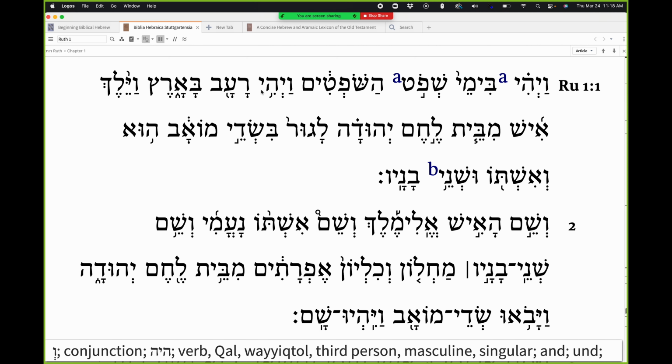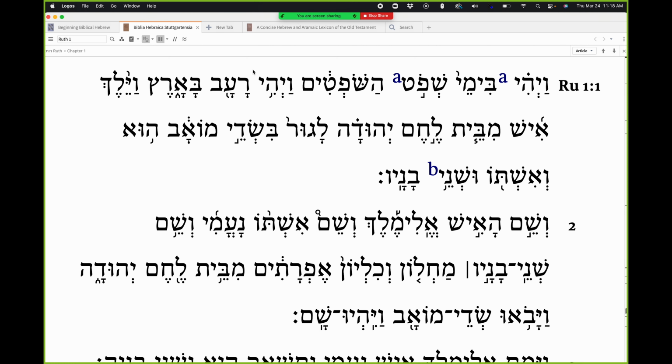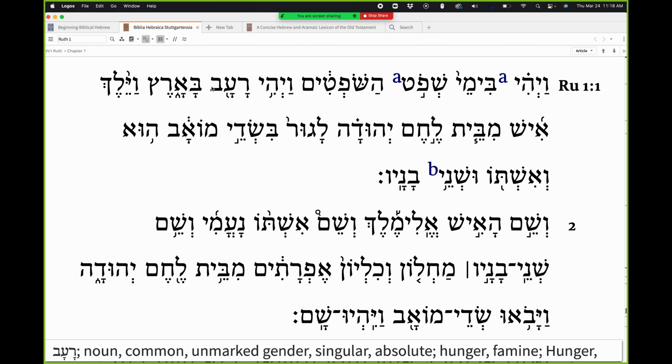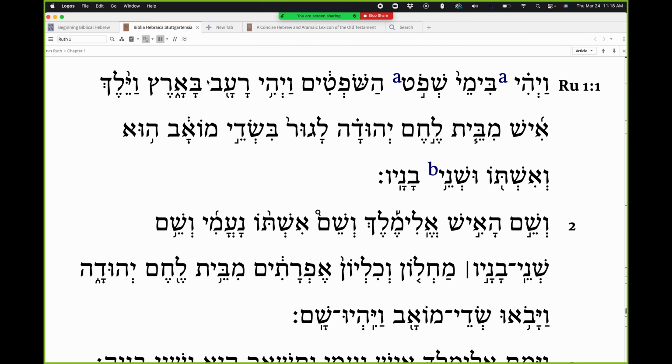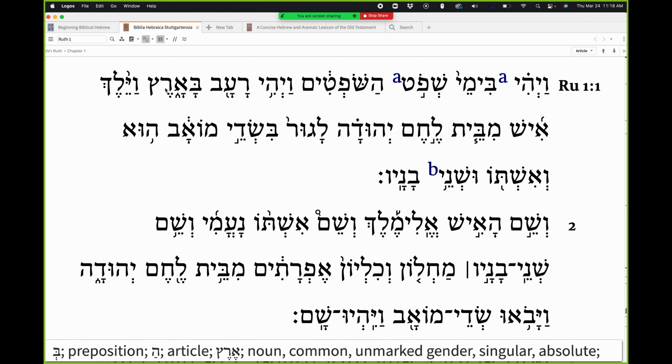Here we've got vayehi again. It happened, or there was, ra'av ba'aretz. Ra'av is the word for a famine, and ba'aretz is going to be in the land. And then we've got a vav-relative, so this is the next step in the story. The first step was setting the scene in the days of the judges. There came a famine. Next, vayelech.